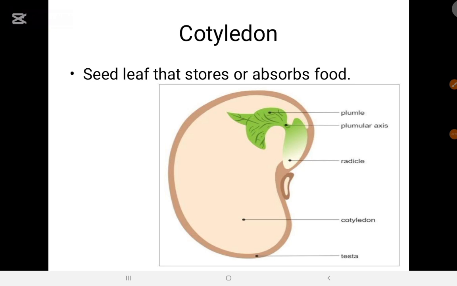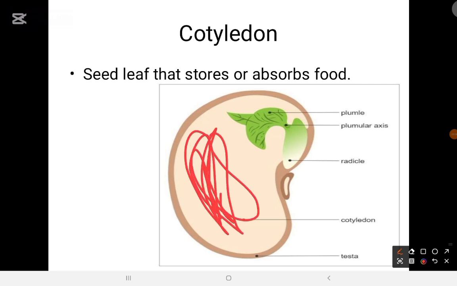The cotyledon is the one that stores or absorbs the food. So you can see this larger portion, this whole portion here, is the cotyledon. You understand? So it is what feeds the developing plant, before it begins to photosynthesize and all of that.